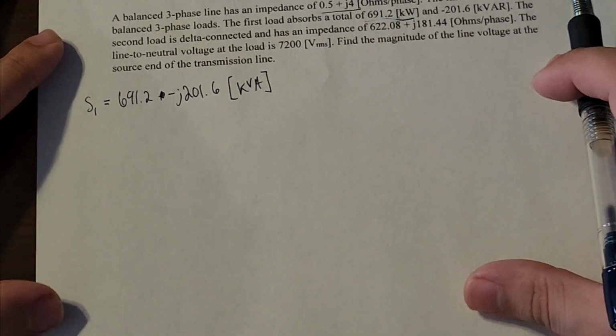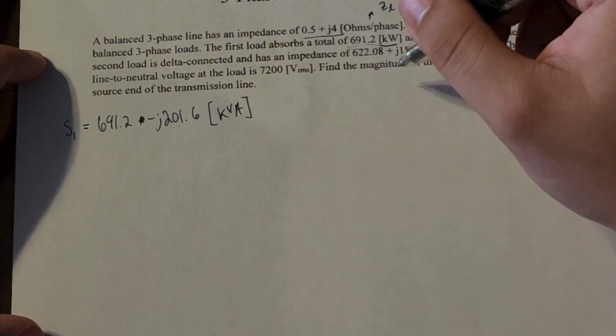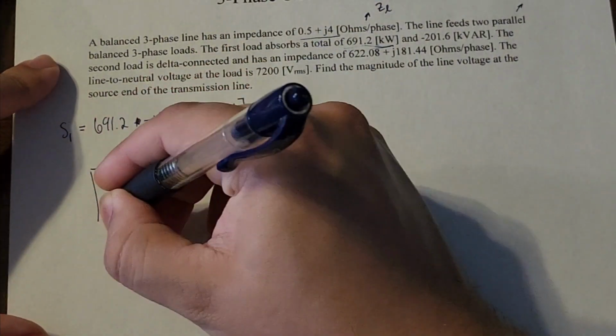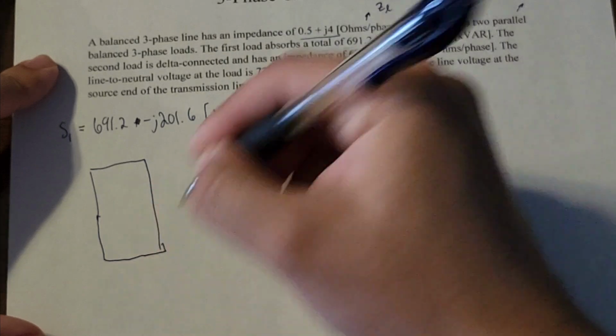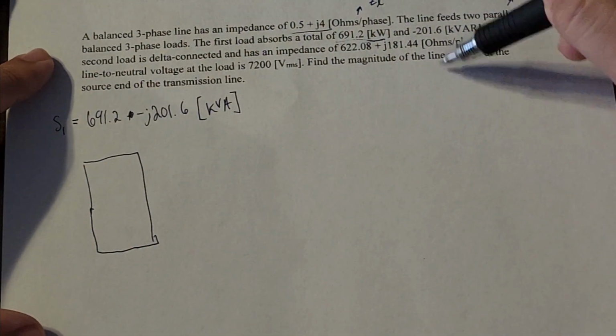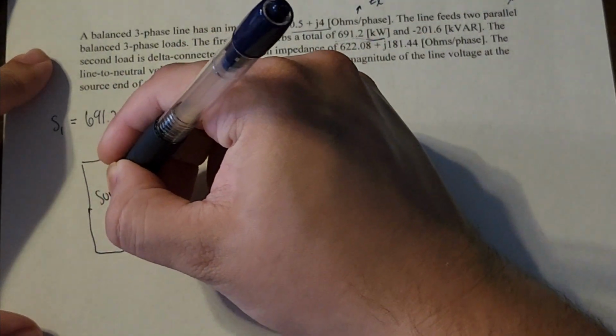Now let's draw this three-phase circuit. It doesn't give us anything about the source side, so what we can do is just draw a box. Now why draw a box? Well, we don't care what's on the left side. We will eventually, but we have to find the line voltage. So we'll say this is source.